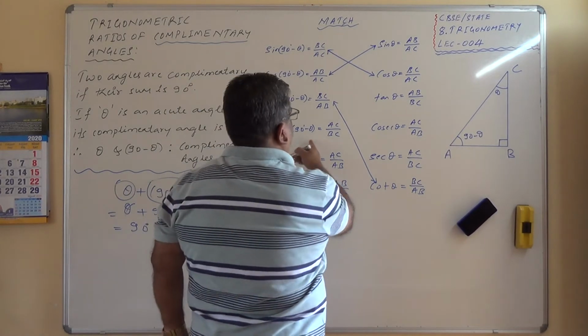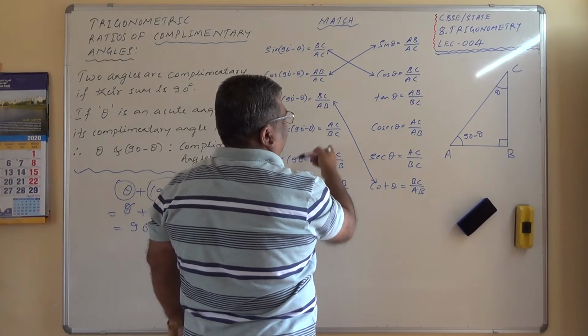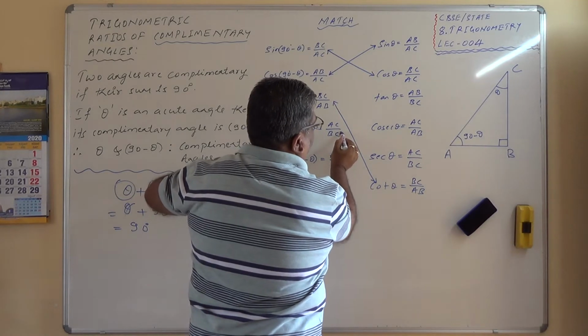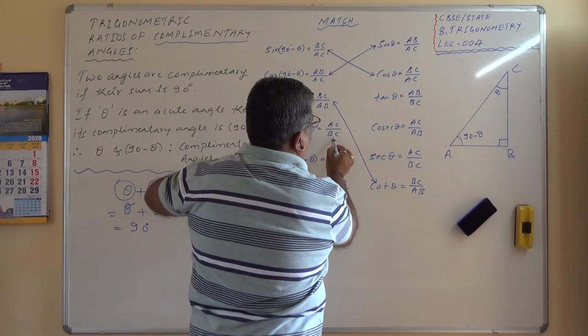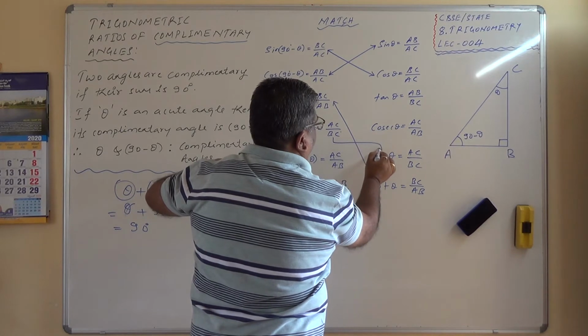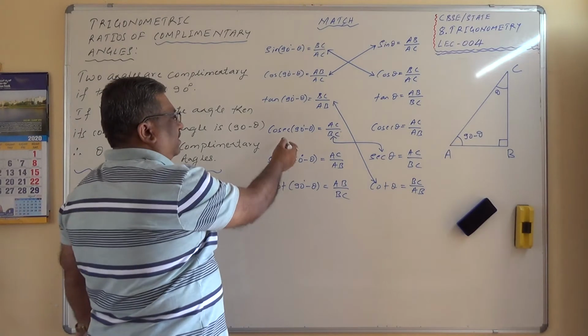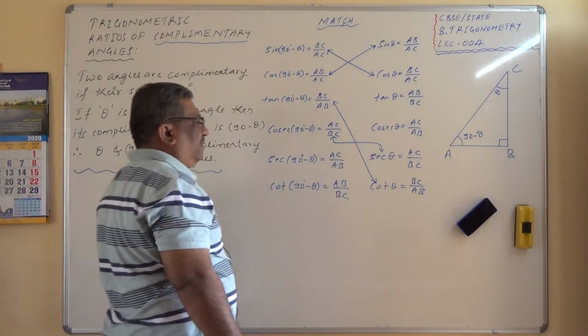Cosec 90 minus theta, AC by BC. Can you check over here? Can I make this way? Yeah, this is better. Therefore cosec 90 minus theta equals sec theta.